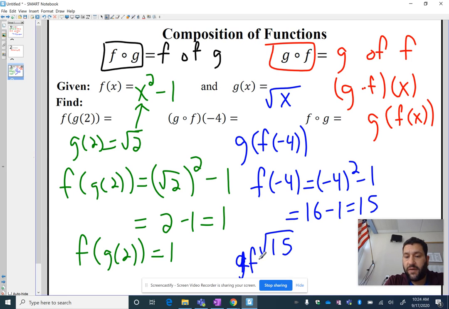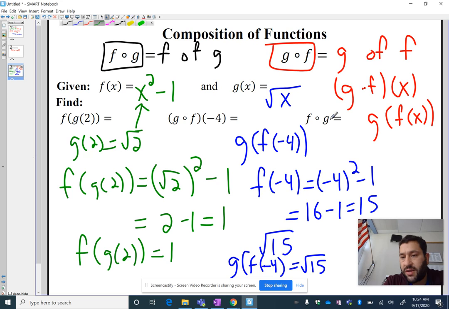Which means that g of f. Wow, that's messy. Let me try writing that one again so you can actually understand what I am saying. Let's try it again. So we can say g of f of negative 4 is equal to the square root of 15. Now for the last one, f of g, there's no x value.